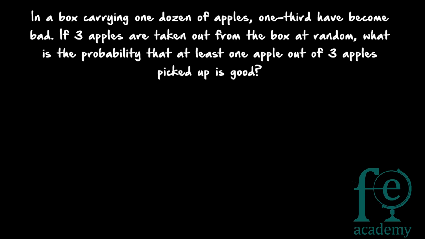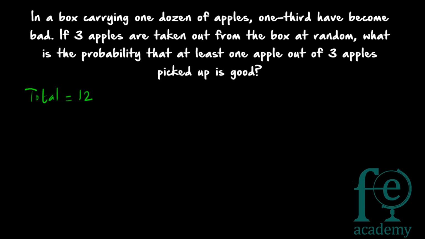Second question: in a box carrying 1 dozen of apples, 1/3 have become bad. If 3 apples are taken out from the box at random, what is the probability that at least 1 apple out of 3 apples picked up is good? So what is the given question? The box is carrying 1 dozen of apples. That means there is a total of 12 apples. 1 dozen is equal to 12.